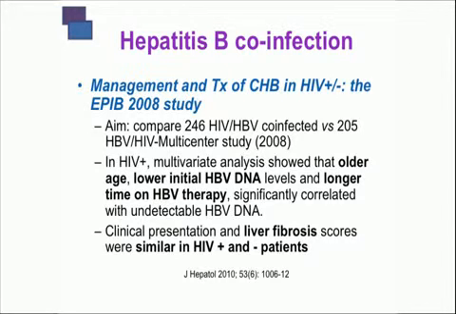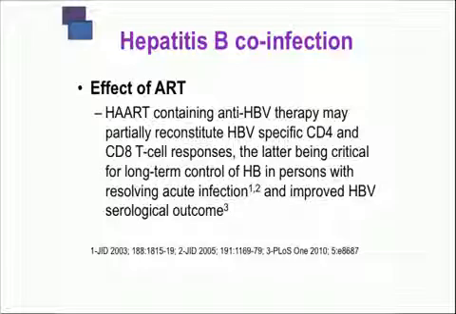And curiously, when they analyzed the clinical presentation and the liver fibrosis score, they didn't find differences between HIV positive or HIV negative population. So it seems that if we treat these patients earlier, maybe the big problem, the progression of fibrosis, is slower. So let's see what's going to happen in the future. Maybe we know that HAART is going to reconstitute, at least partially, the specific CD4 and CD8 responses. So there will certainly be an improvement of the HBV serological outcome.